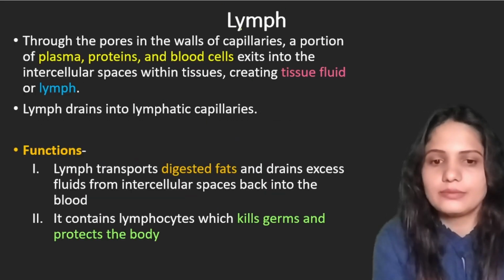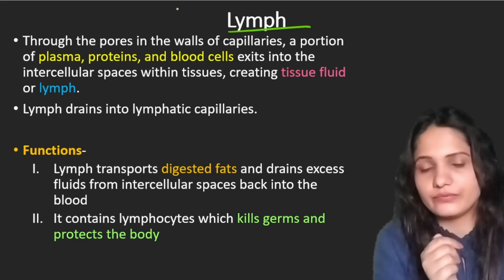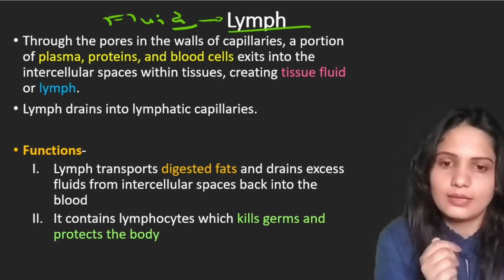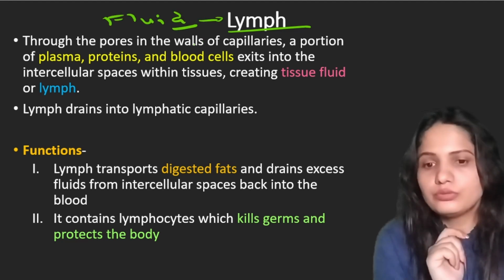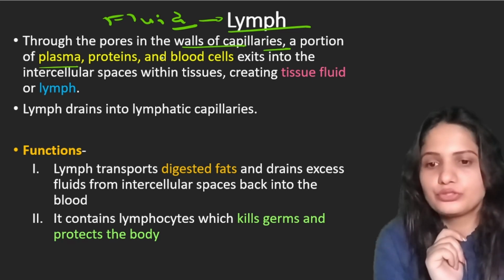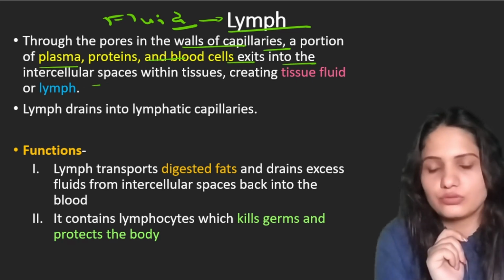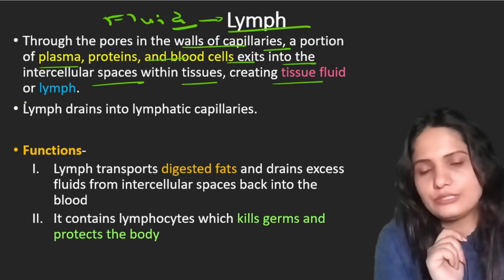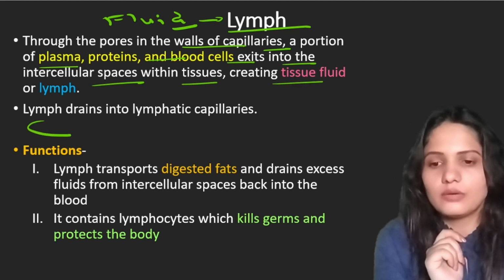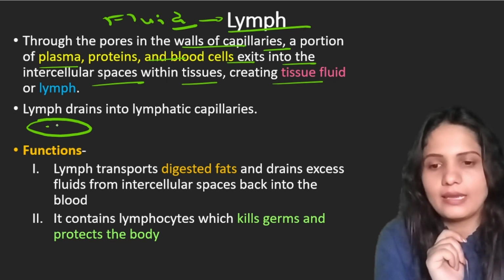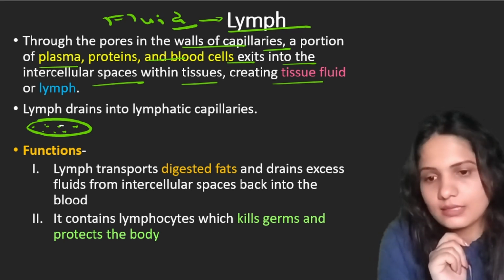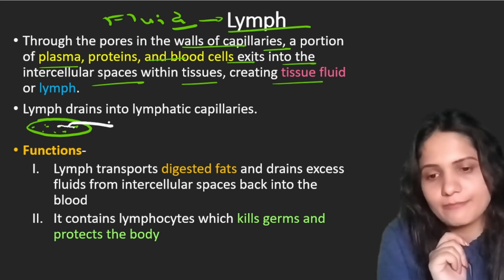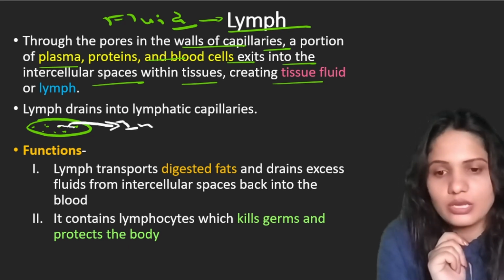Now we have another important topic, lymph. What is lymph? Lymph is a fluid. Like blood, it is also a fluid. Through the pores in the walls of capillaries, a portion of plasma, proteins, and blood cells exits into the intercellular space within tissues, creating tissue fluid or lymph. What happens is, let's say we have this tissue. In this tissue we have these cells, and between these cells we have a space. Let's say this is one cell, this is a second cell, and in between these cells we have this space, and this space is known as intercellular space.